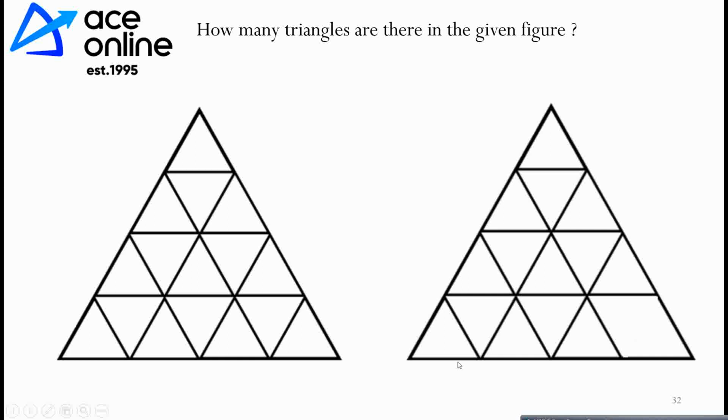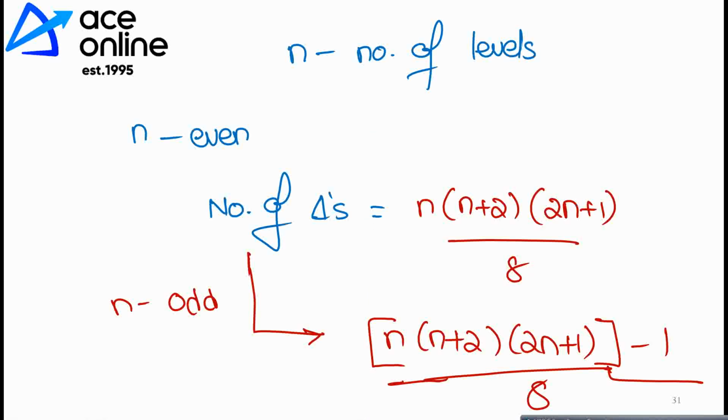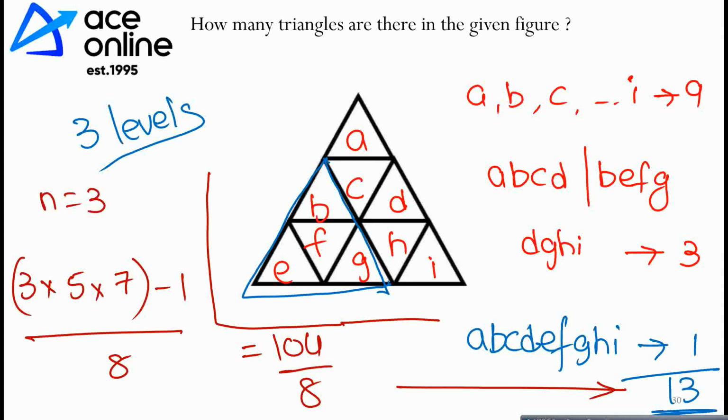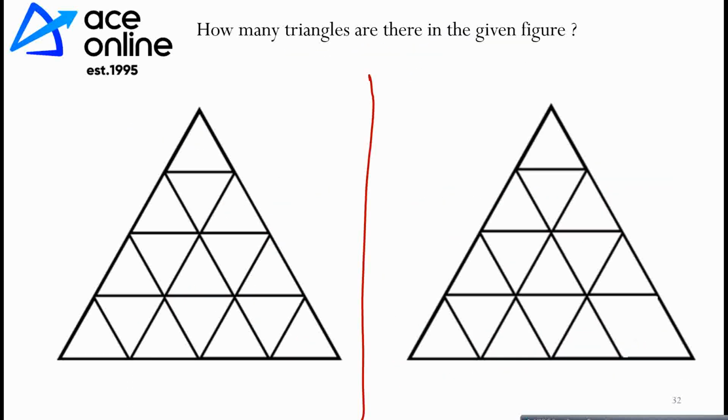Now what about the left side question answer? How many levels is this? Here it is not 5, it is 4. The previous one was 3. We gave the manual calculation and we solved the same thing with the formula model. Now in this one, n value is 4. Our formula says n into n plus 2 into 2n plus 1, divided by 8.